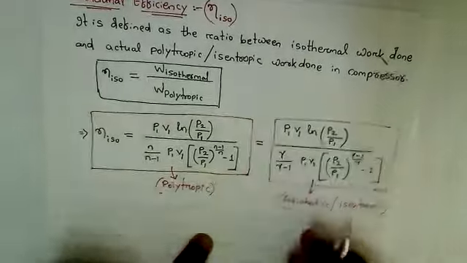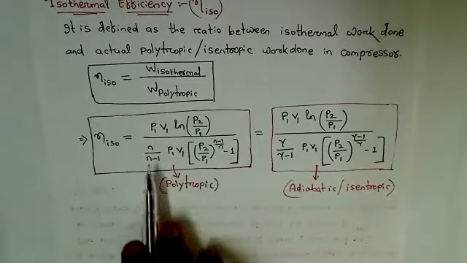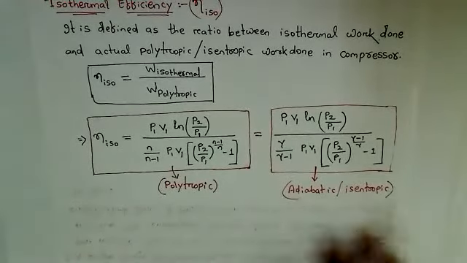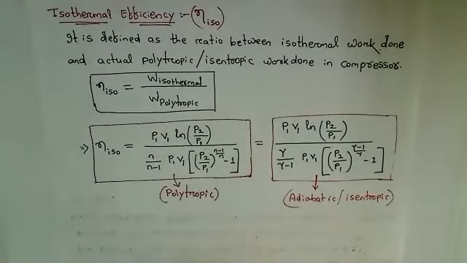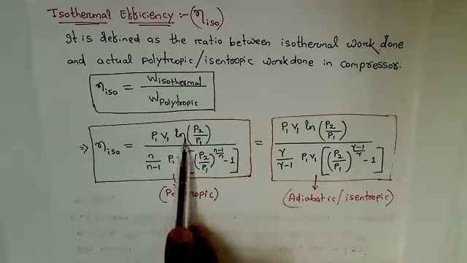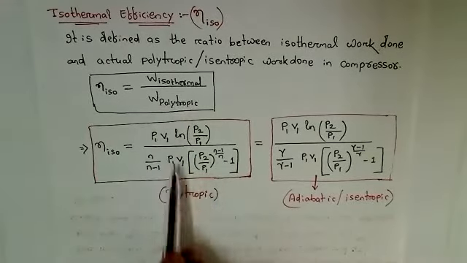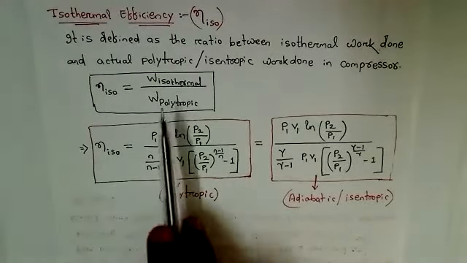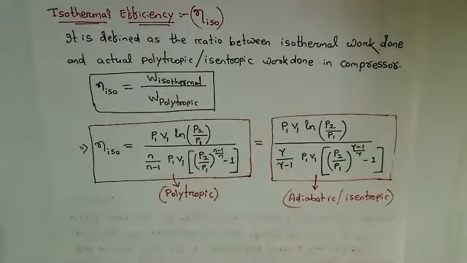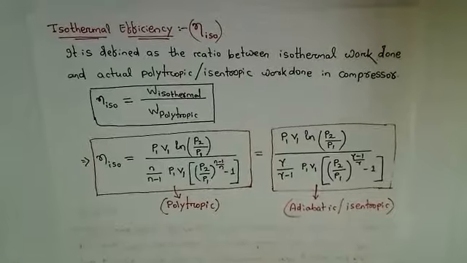Both the formulas are exactly the same. If it is a polytropic process, you write n, and if it is an adiabatic process, you write gamma. That's it. In this way, we can calculate the isothermal efficiency. First, you calculate the isothermal work done by applying this formula. Then you calculate the polytropic work done by applying this formula. Then you take the ratio of isothermal work done and polytropic work done, and we will get the isothermal efficiency. So this is regarding isothermal efficiency that we have discussed.